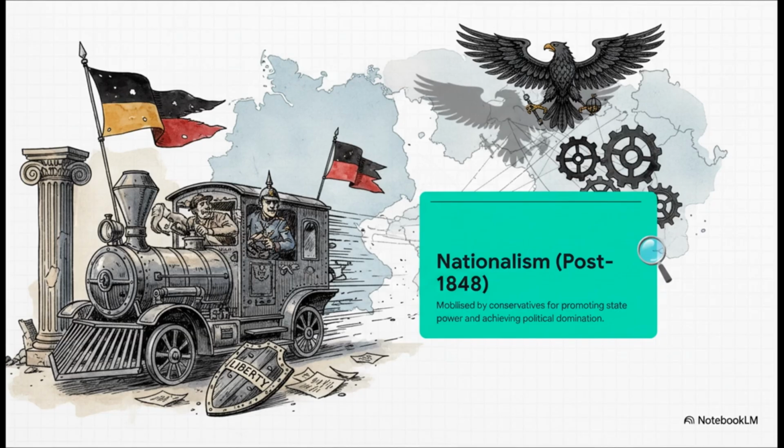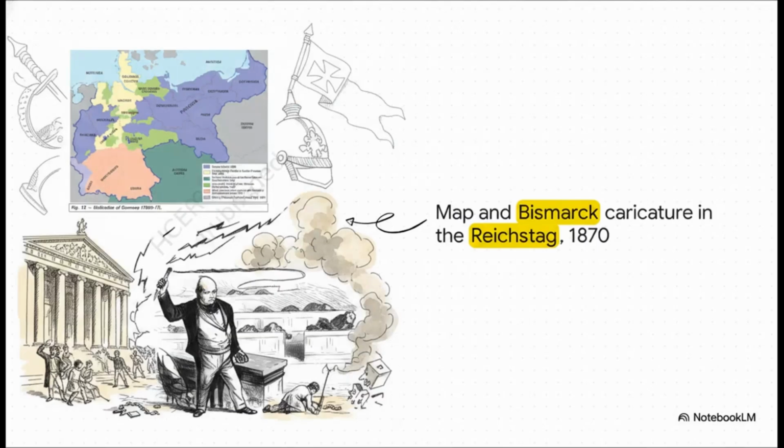It got repressed by the combined forces of the monarchy, the military, and the large landowners of Prussia, who were known as the Junkers. So what happened next? Well, the conservatives essentially hijacked the vehicle of nationalism. They figured out that instead of fighting against nationalist sentiments, they could actually mobilize them to promote their own state power and achieve political domination over Europe. It was the exact same vehicle, but the drivers and their ultimate destinations had completely changed. And historical artifacts brilliantly illustrate exactly who took the wheel.